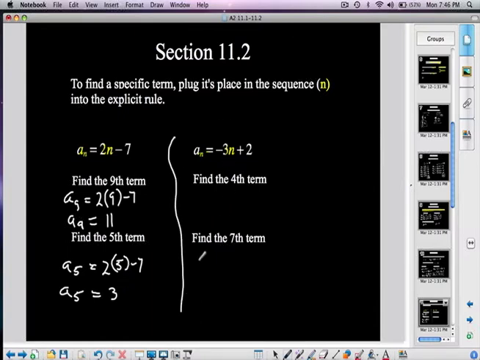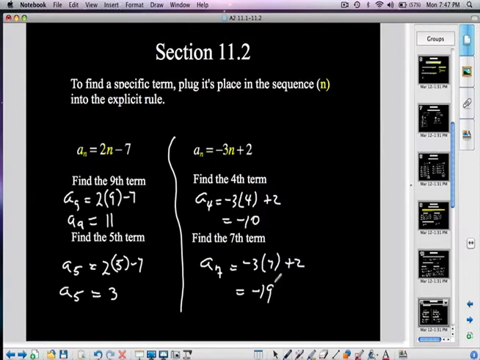In this other rule, a sub n is equal to negative 3n plus 2, I do the same thing. A sub 4 would be equal to negative 3 times 4 plus 2. Negative 12 plus 2 is negative 10. And here a sub 7 will be equal to negative 3 times 7 plus 2. This is negative 21 plus 2, which is equal to negative 19. So I can always find a specific term in a sequence by plugging its place in the sequence into my explicit rule in place of n.